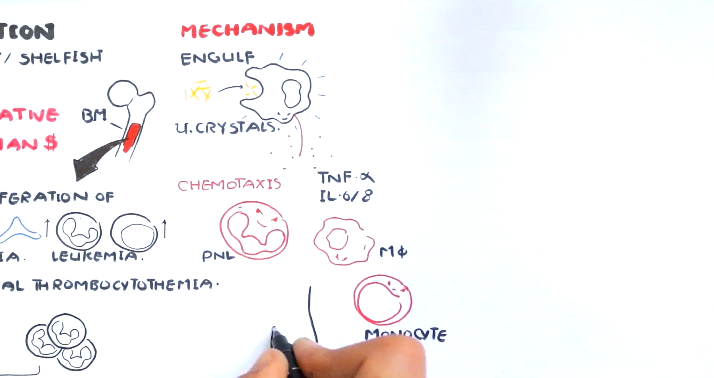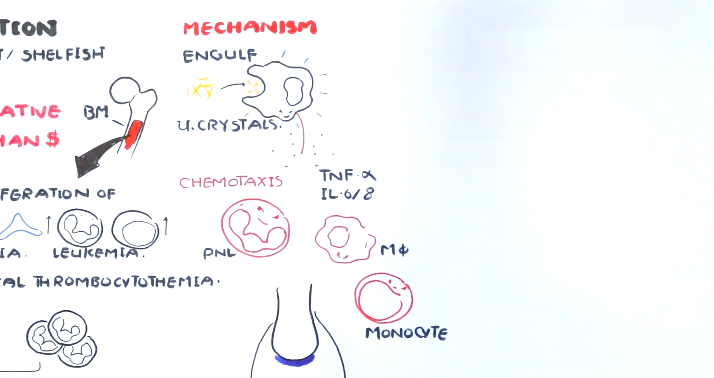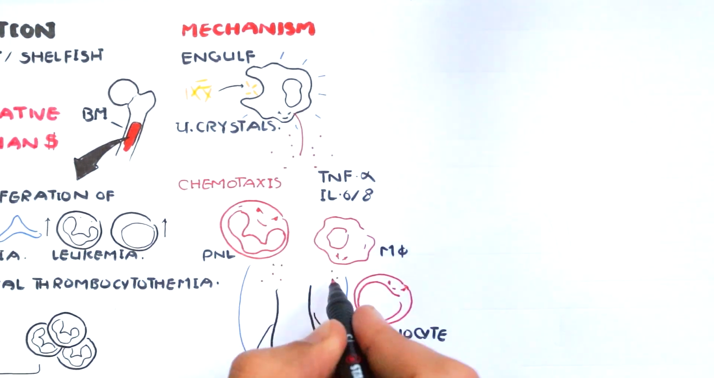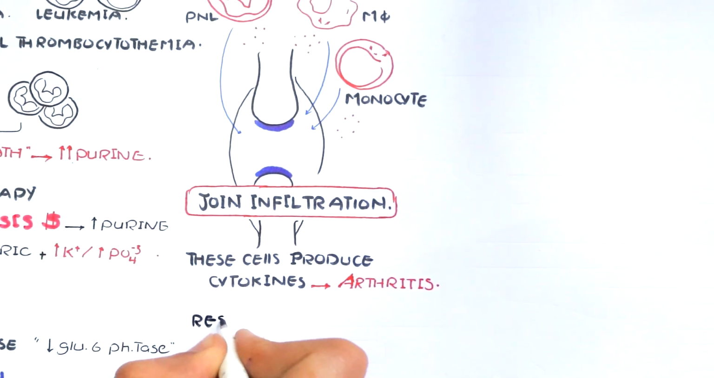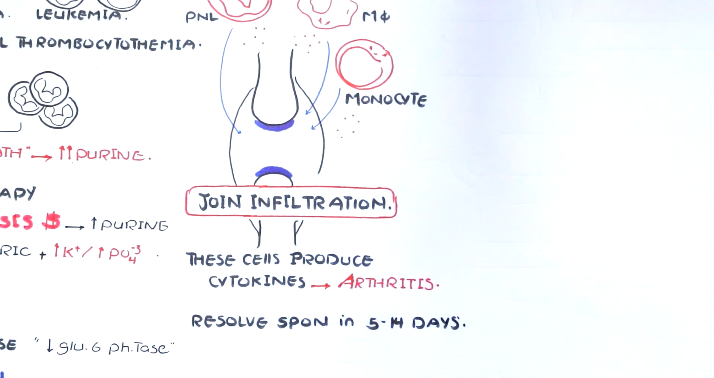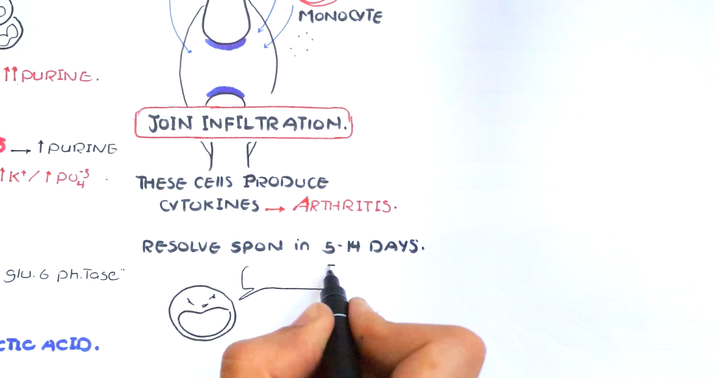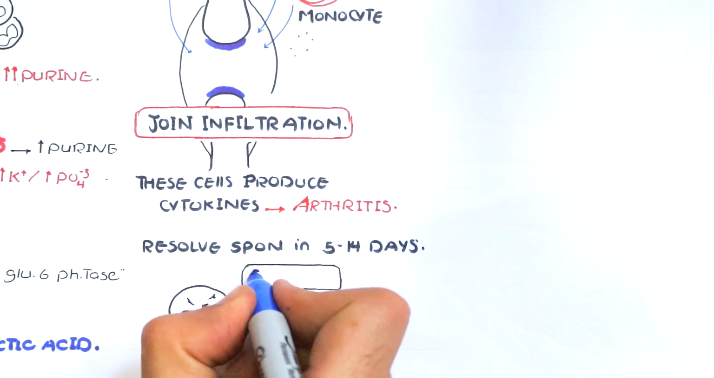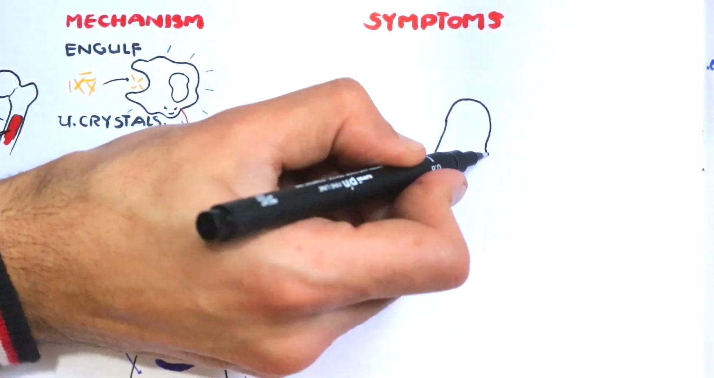These cells infiltrate joints and renal tubules to cause inflammation and damage by producing a lot of cytokines, causing arthritis if they are affecting the joint. That arthritis resolves spontaneously in 5 to 14 days because of a specific type of T lymphocytes called T regulatory lymphocytes that produce anti-inflammatory cytokines, for example interleukin 10, to stop that inflammatory state and cause remission of that gouty attack. Gout has a relapsing remitting course with free periods between attacks.